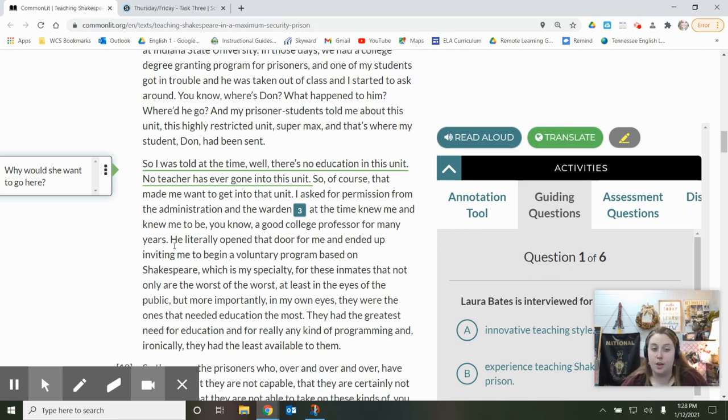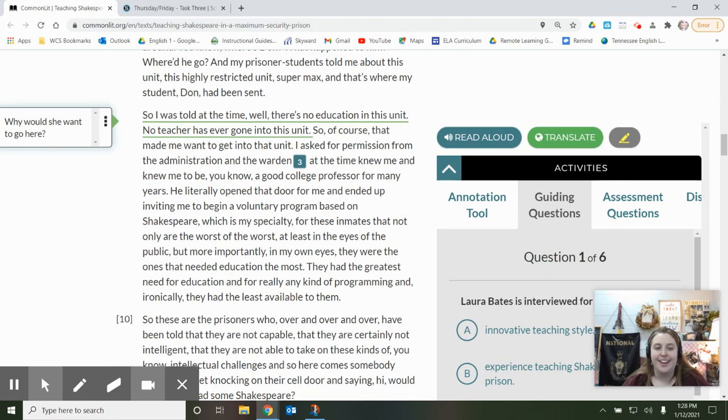he knew me, and knew me to be a good college professor for many years. He literally opened that door for me and ended up inviting me to begin a voluntary program based on Shakespeare, which is my specialty, for these inmates that not only were the worst of the worst, at least in the eyes of the public, but more importantly, in my own eyes, they were the ones that needed education the most.